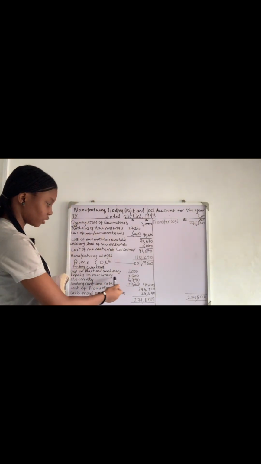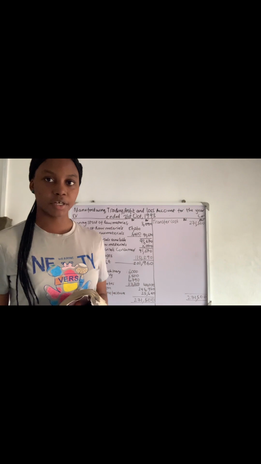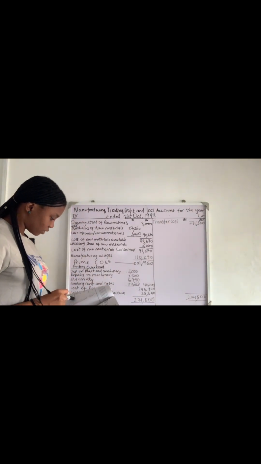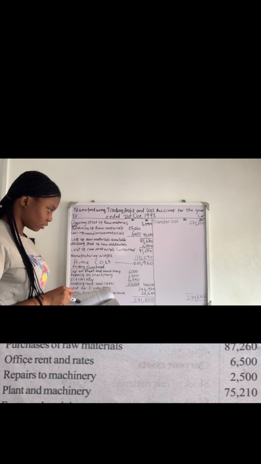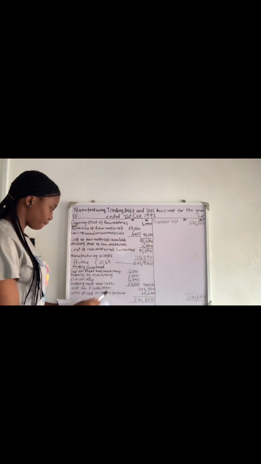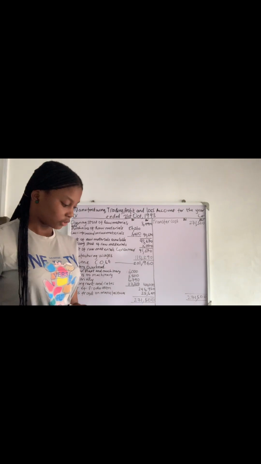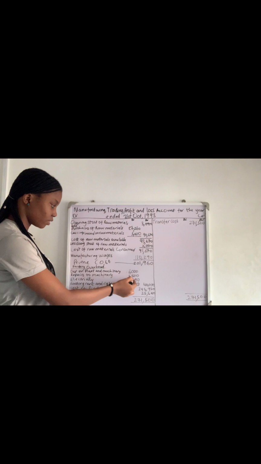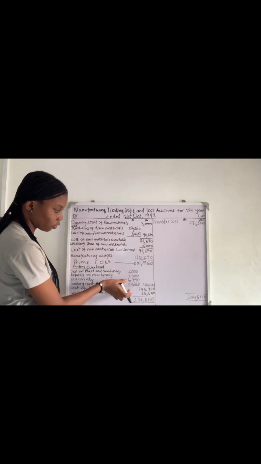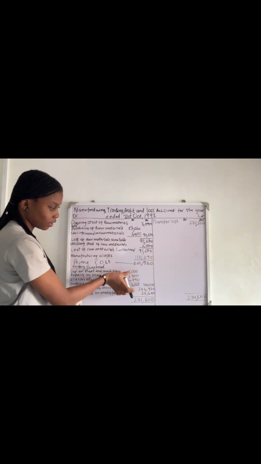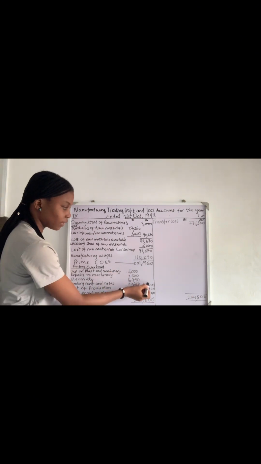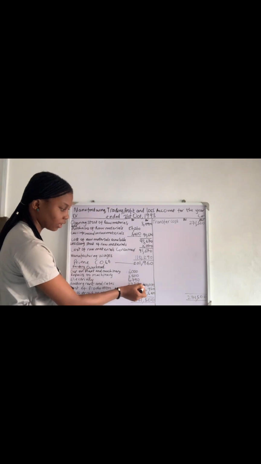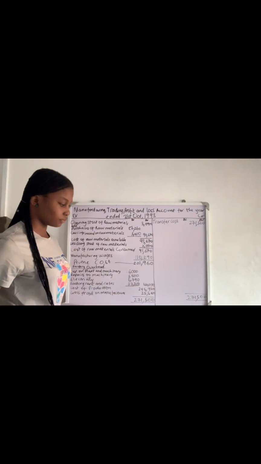Then repairs to machinery is still an expense to the machinery which is being used. The question says repairs to machinery, 2,500. Then you also see factory electricity in the question, 5,790. I put them under here because they need to be added together. You can't put them here. If you put them here, it will be confusing. So when you add it here, then you add everything up together to give you 44,000.